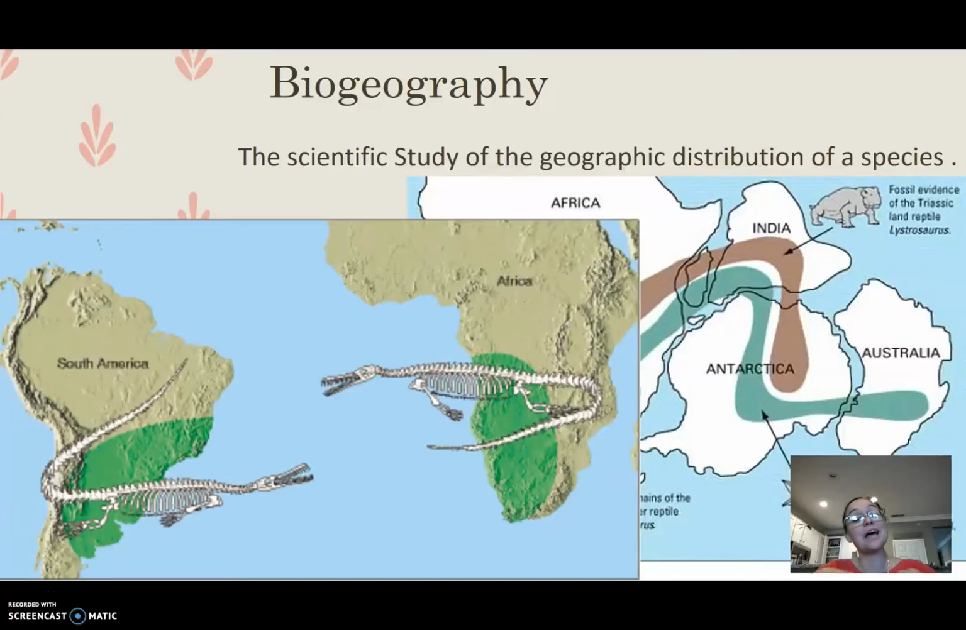That explains how fossils from the same time period can be found in the same rock layers, even though the continents have now drifted apart. So biogeography is the study of the geographic distribution of species as evidence for evolution. All right, good job.